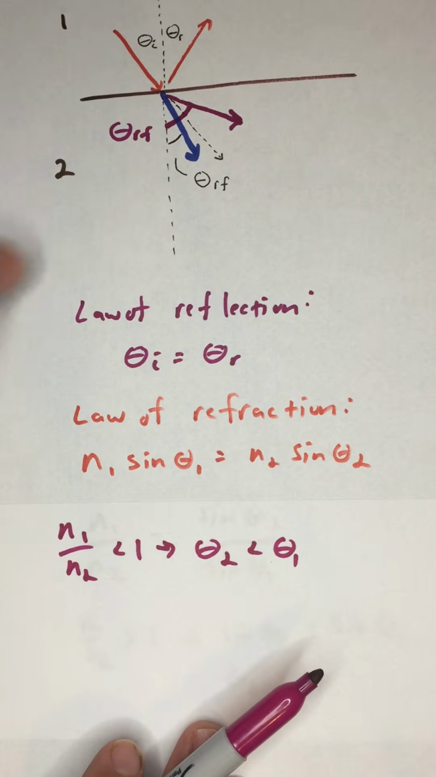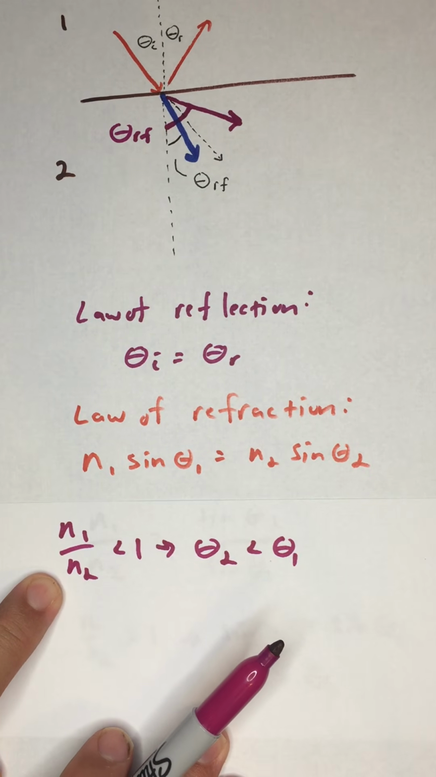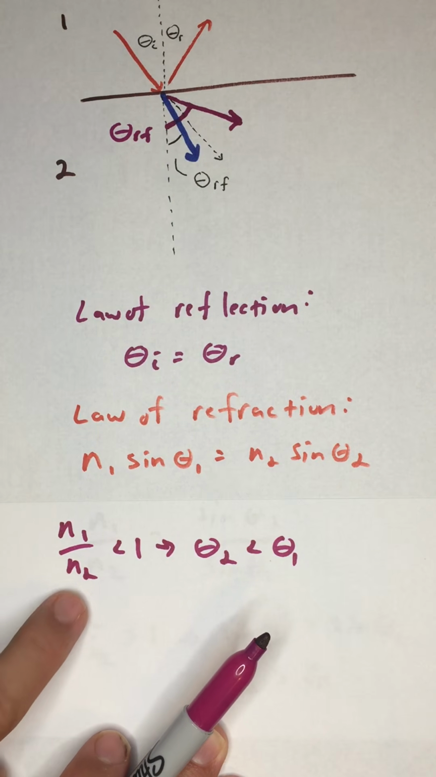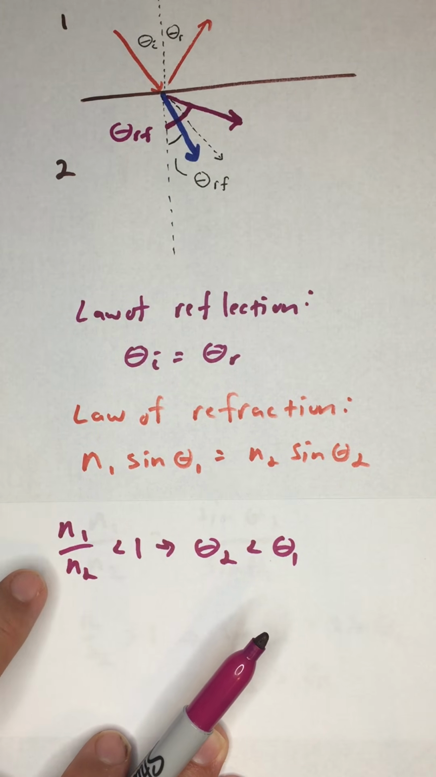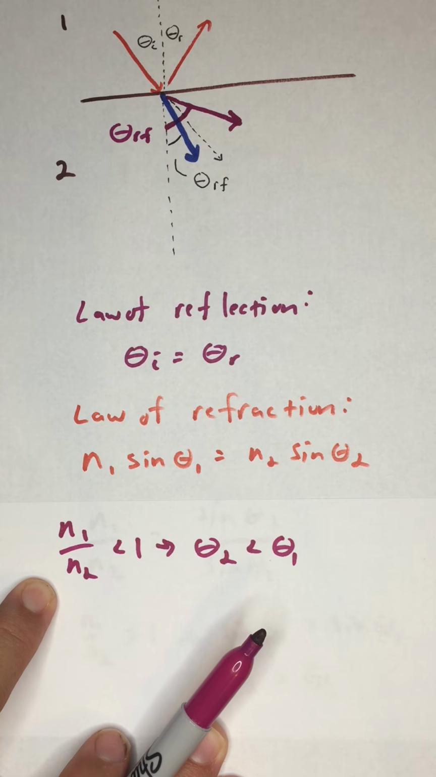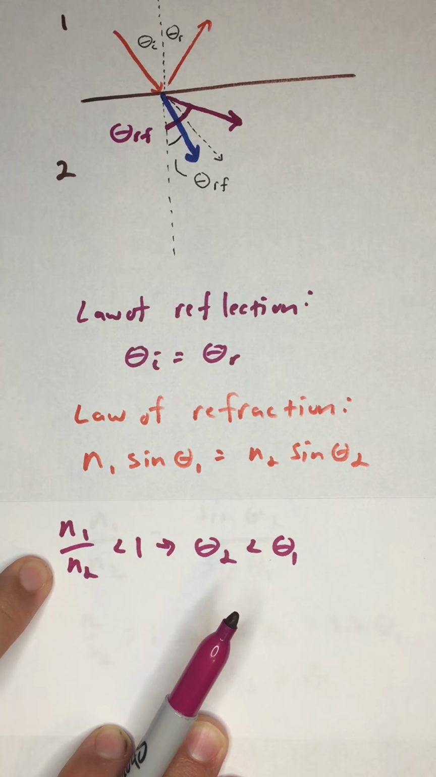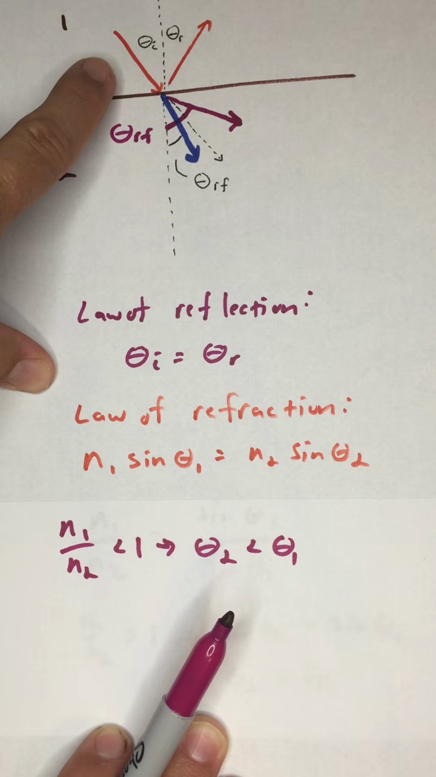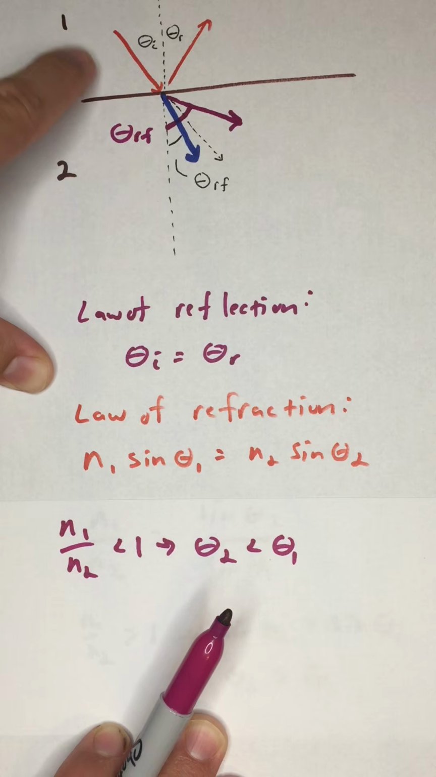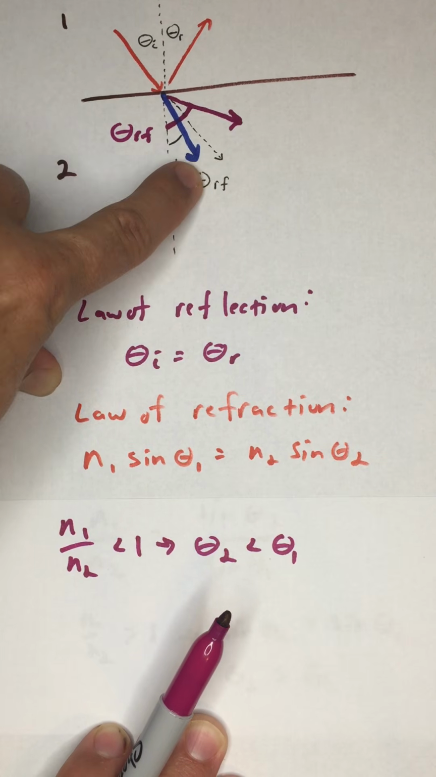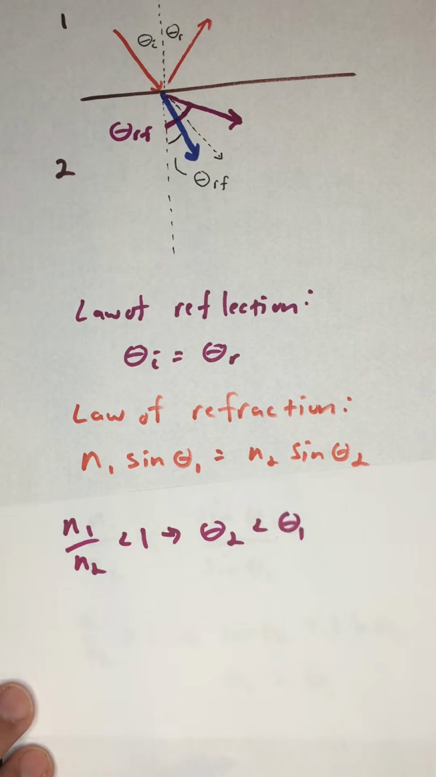Okay, well, what happened here? If N1 over N2 is less than 1, that means N1 is smaller than N2. And the index of refraction, the smaller it is, the faster light's moving. So this represents the case where the light moves faster in this first medium than in the second medium. So if that's the case, if the light slows down, I see it bending towards the normal.